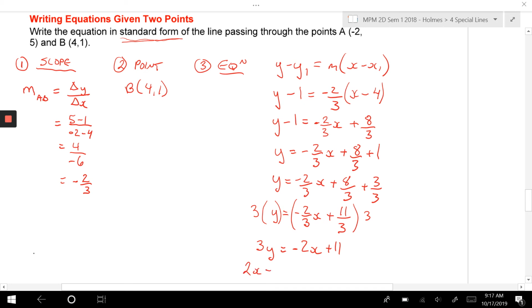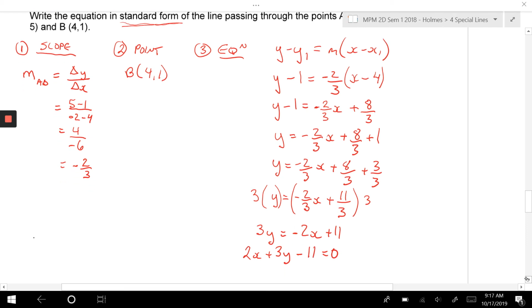On the left-hand side, I have my 3y. And I need to get rid of the 11 from the right-hand side as well, bring it to the left. I do that by subtracting 11 from both sides. And so this is the equation in standard form.